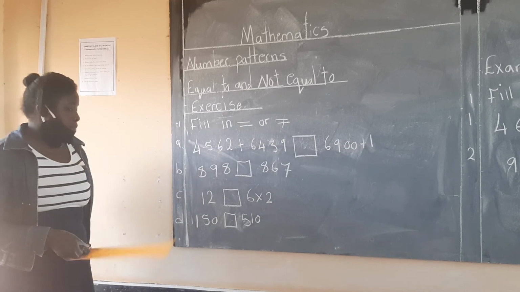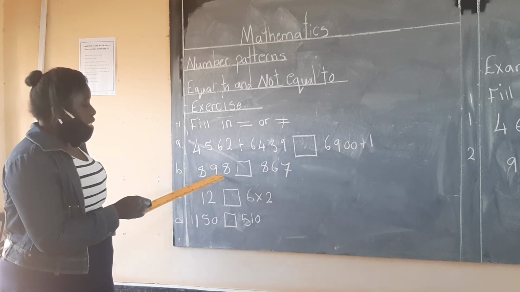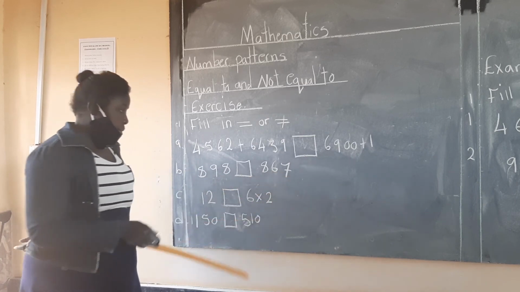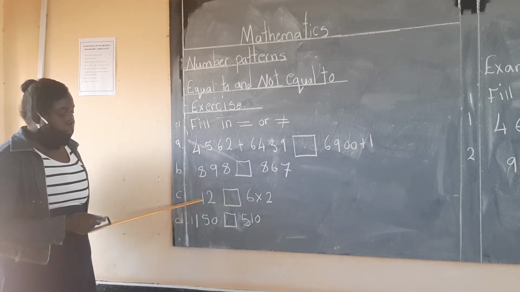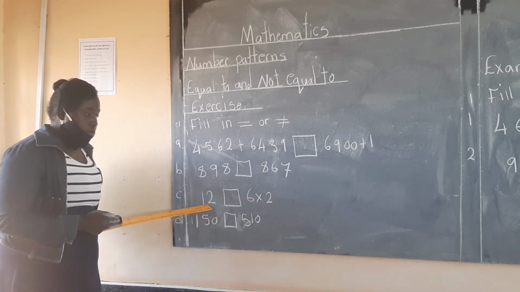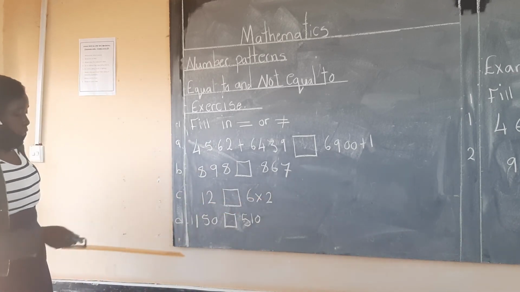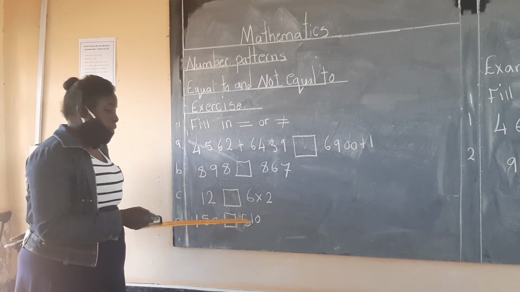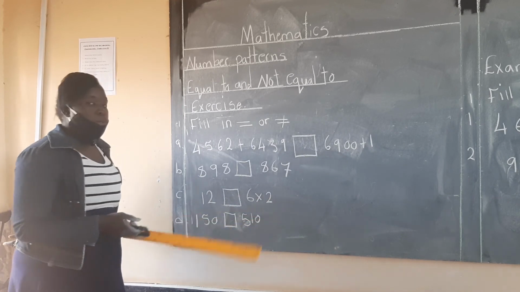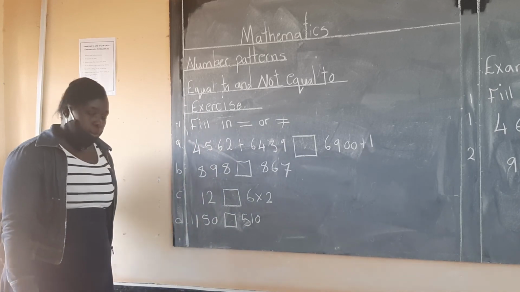Number 2, or should I say B, we have 898 box 867. C, we have 12 box 6 times 2. And then the last one, D, we have 150 box 510. So you use the symbol for equal to or not equal to to answer these questions.